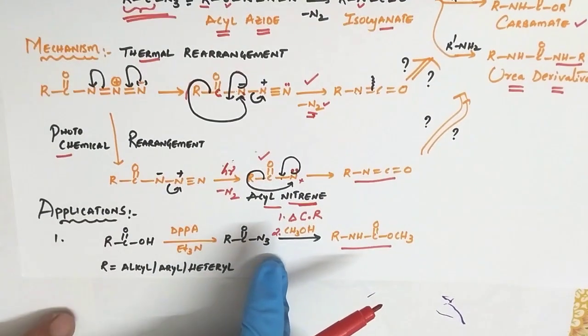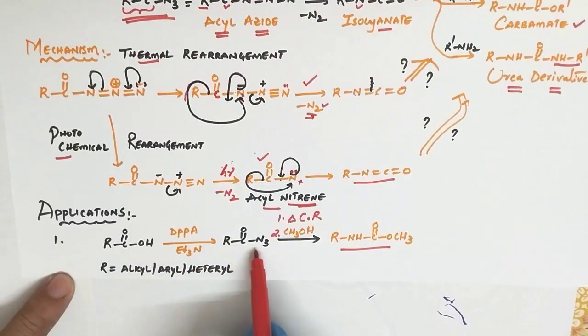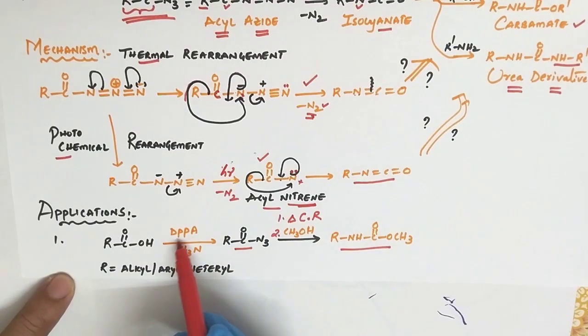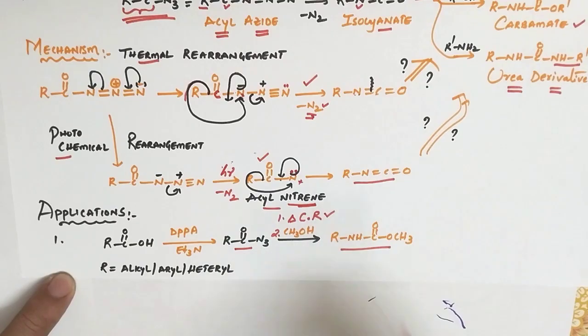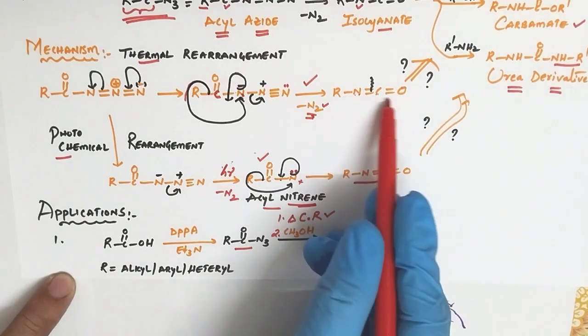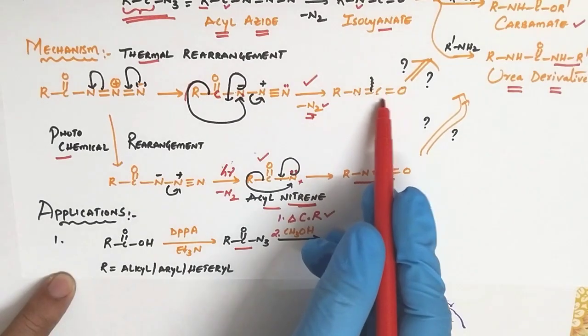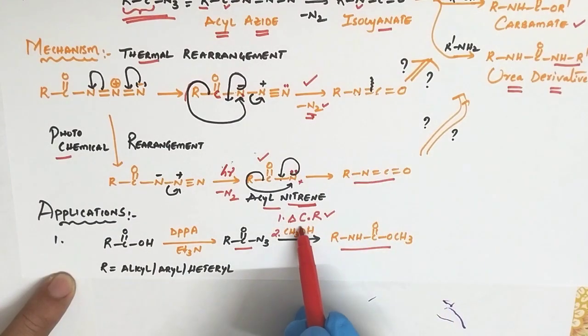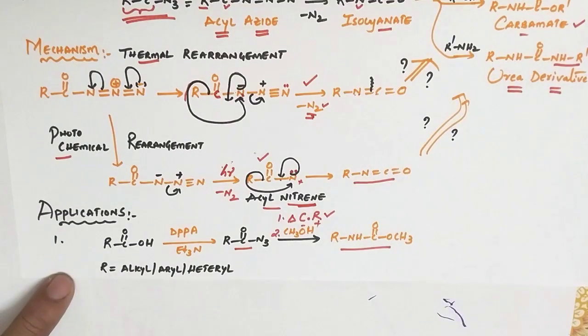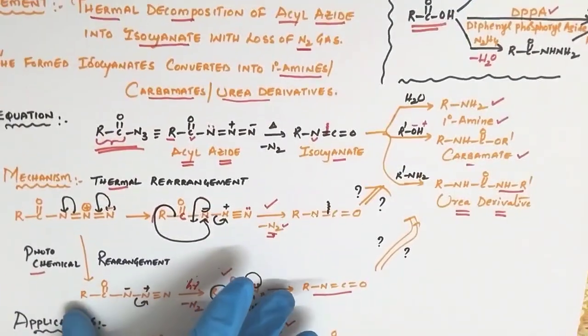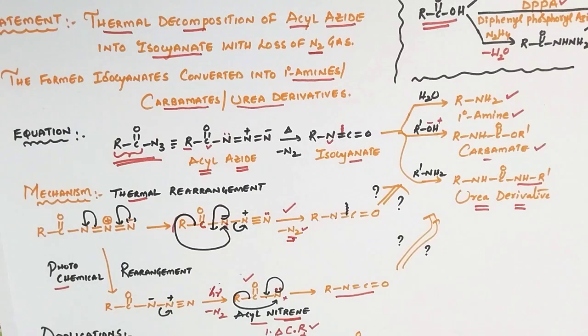Okay, see one example. Acid is converted into corresponding azide by using DPPA reagent. Then initially this one is subjected to Curtius rearrangement. Curtius rearrangement produces what? Isocyanate intermediate. Now this isocyanate intermediate is treated with methanol, CH3O minus and H plus, to produce the corresponding carbamate. So in this way, by using this rearrangement, we can get a lot of products. Okay. Thank you very much.